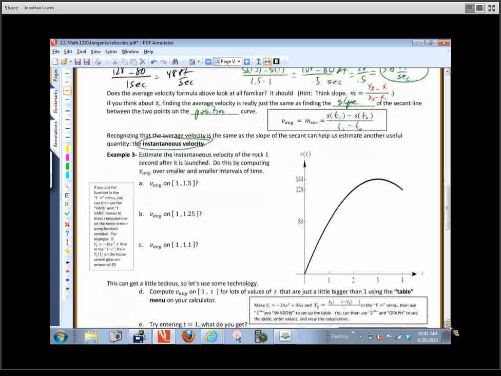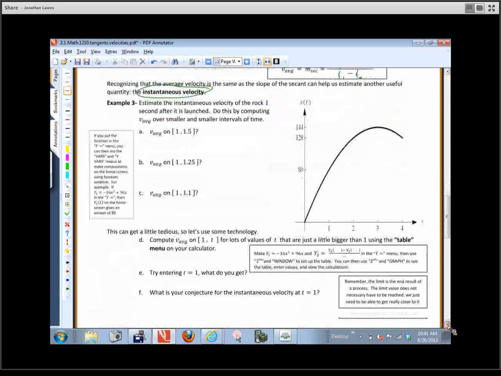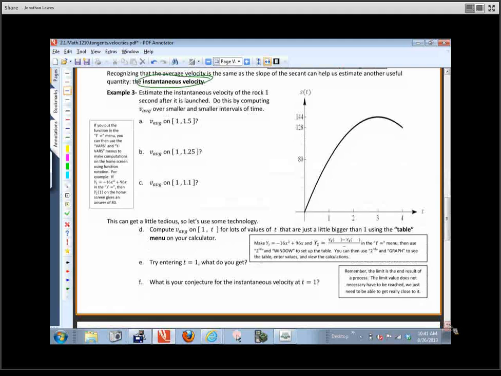Now, this can get a little bit tedious because every time you compute one of these, this is what you've got to do. You've got to do an s of 1.5 minus s of 1 over 1.5 minus 1. And here's how we're going to make this a little bit easier. This is going to be 0.5. It's just the difference between 1 second and 1.5 seconds. This is always going to be minus 80. And all I need to do is figure out what s of 1.5 is, which we did a second ago.